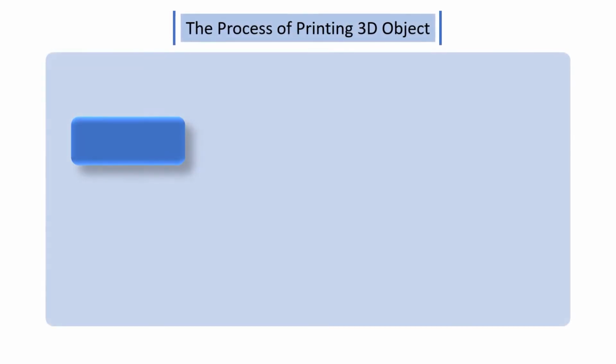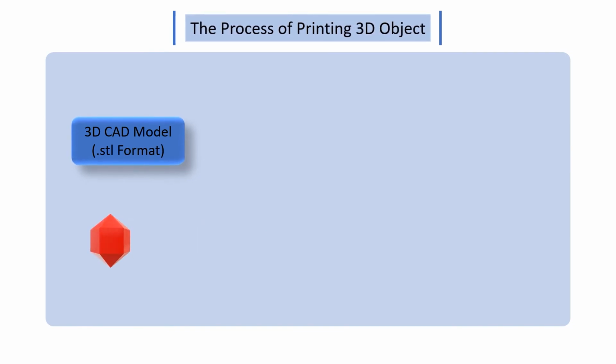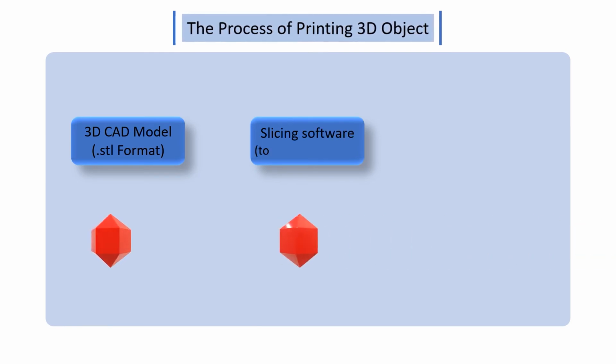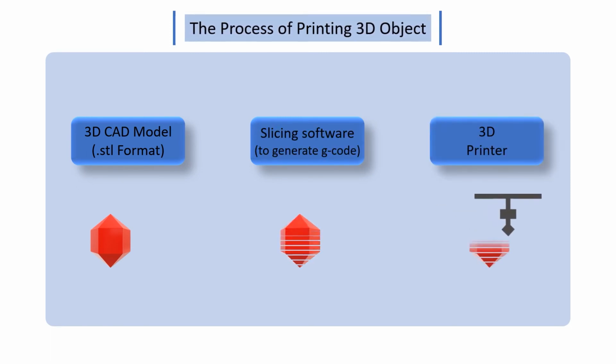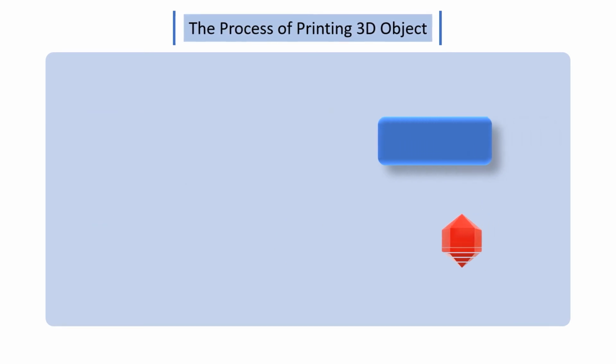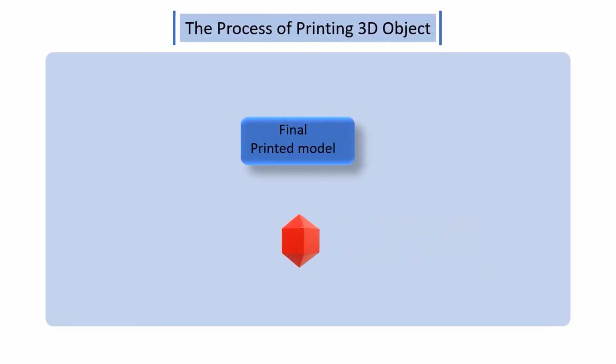Let's have a look at the process of printing a 3D object. You create any CAD model and save it in the .stl format. Using the slicer software, convert the .stl file into the machine language called Gcode. The final step is to print your model and wait for a few hours to get your final model printed. And it's done!